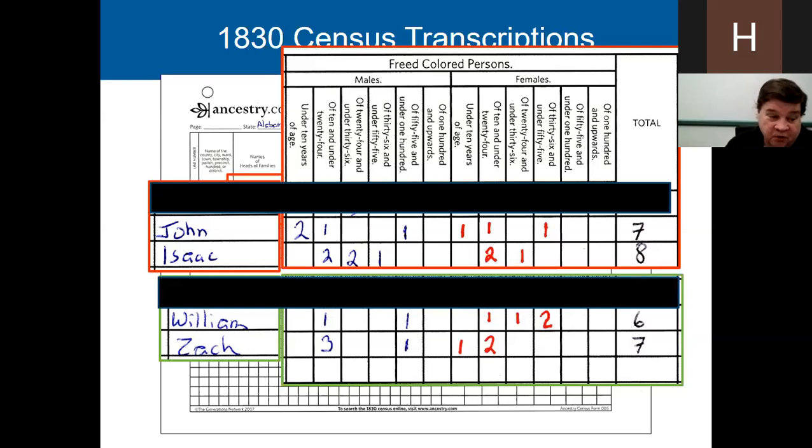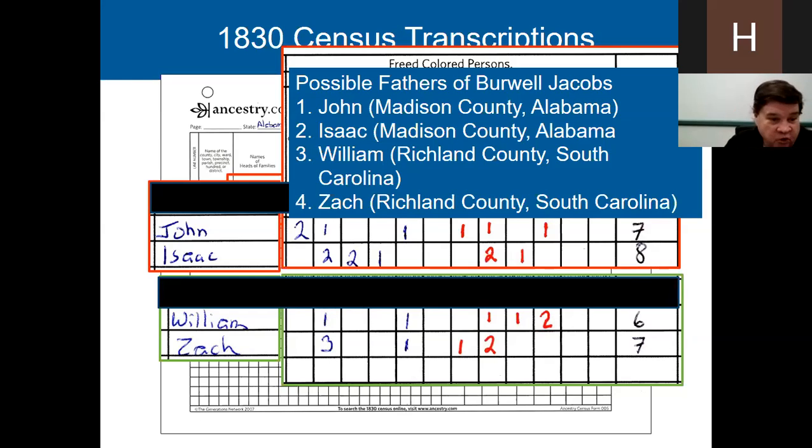That leaves us with 4: John, Isaac, William, and Zach. So which one of these is his father? I already told you, I think it's John. But we've got 4 possible fathers. We've got to rule them out.